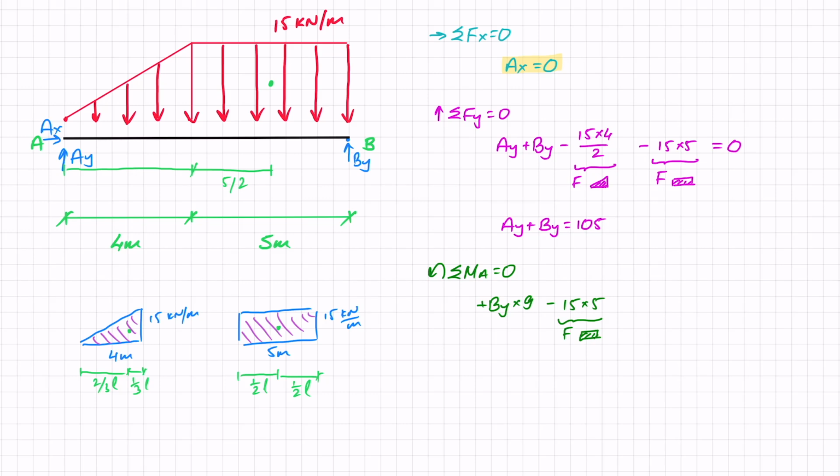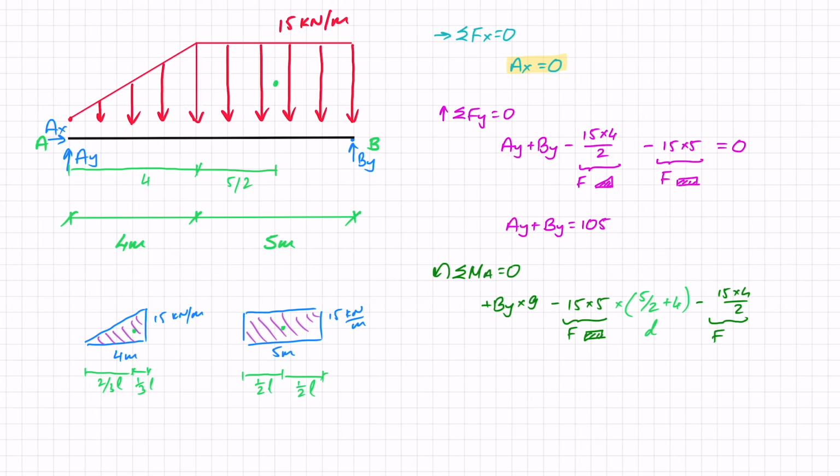Half of that length to where the centroid is, and 4. So my distance here is 5 over 2 plus 4. That's the distance. The distributed load from the triangle also gives me a negative moment, so that is minus 15 times 4 divided by 2. That is the force, which is also the area of the triangle.